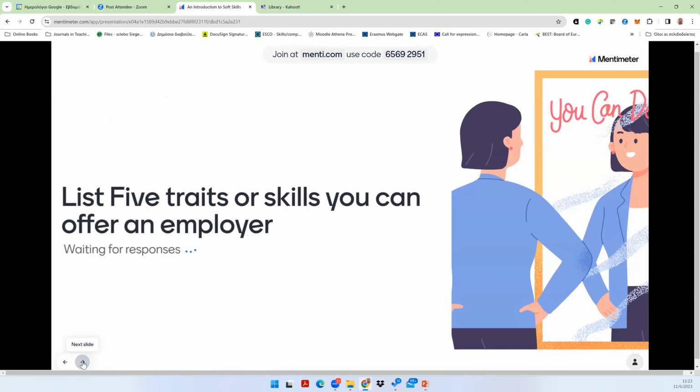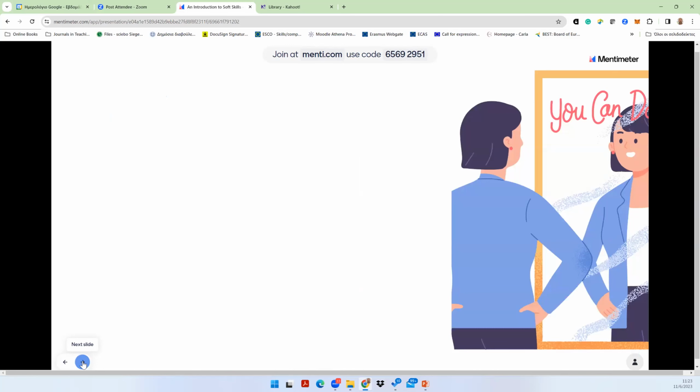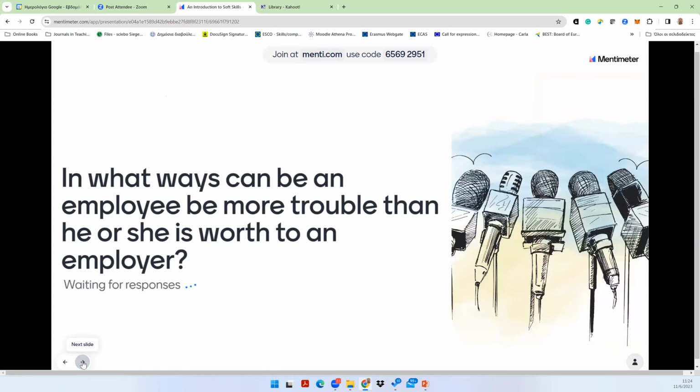List five traits or skills you can offer an employer. I mean, this is something that we should discuss, so I will move on. I would like to ask you this. In what ways can an employee be more trouble than he or she is worth to an employer? So how do you think that this works? When you can become a trouble to a company or to a team, what are the characteristics that you can demonstrate? For example, poor team player, or too much ego, or not taking initiatives, or being shy. So please share with me what problems regarding the characteristics of someone could demonstrate in order to become a problem and not work for an employer.